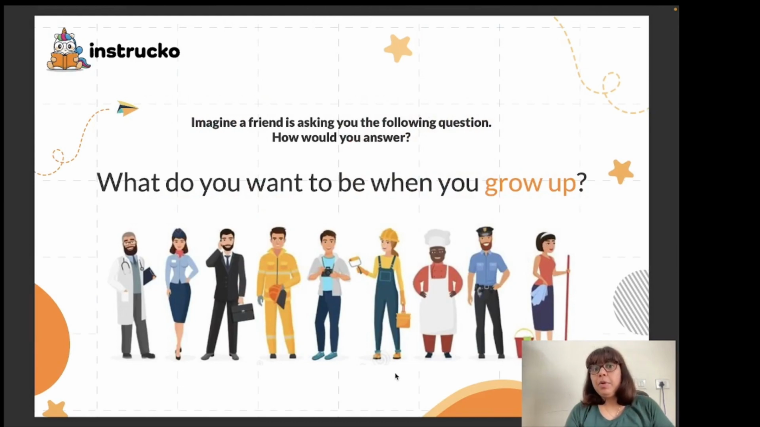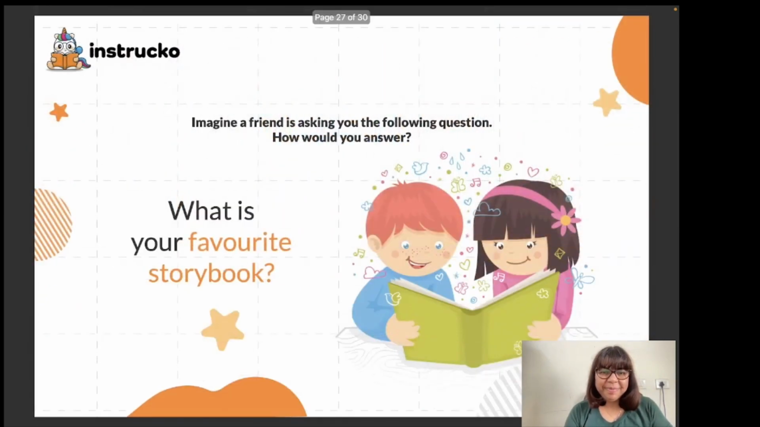Now, what do you want to be when you become a grown up? What would you like to become? Would you like to be a doctor, an air hostess, a businessman, construction worker, a photographer, a painter, a chef, a policeman, a cleaner? What would you like to be when you grow up? Now, what is your favorite storybook?